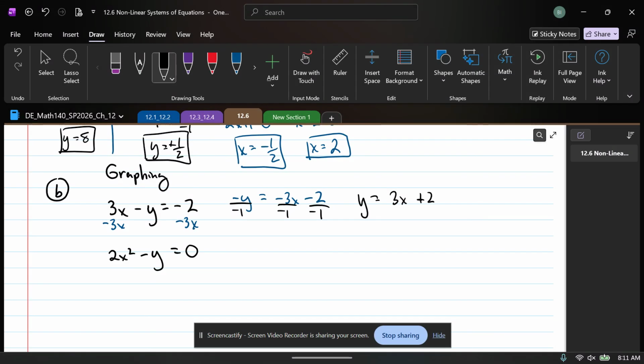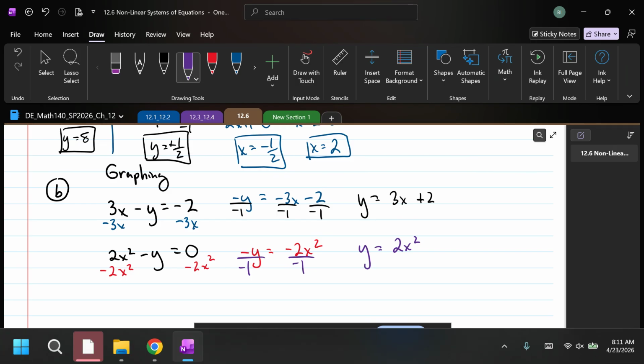And now to graph the 2x squared minus y, I want to move the 2x squared over, get y by itself on it as well. So minus 2x squared. That's going to give me -y equals -2x squared. Technically plus 0, but we don't need that. And then divide by -1. So that's going to be y equals +2x squared. So what we're going to have here is a parabola that opens up and a line. And they're going to cross. So the parabola is going to get crossed by that line there. So I'm going to graph those two with my calculator.